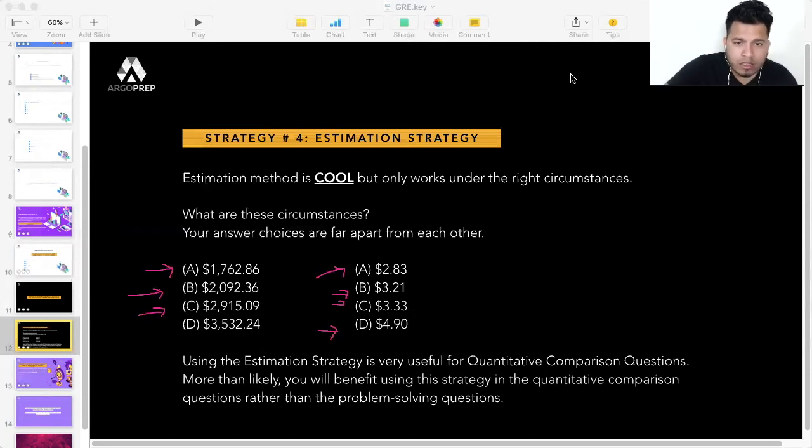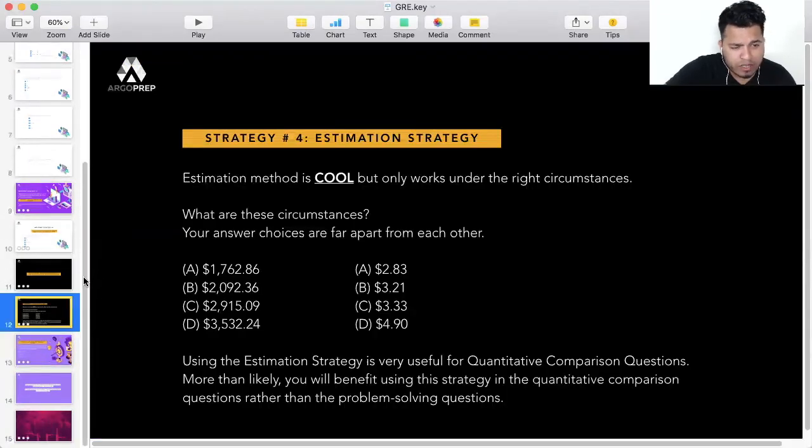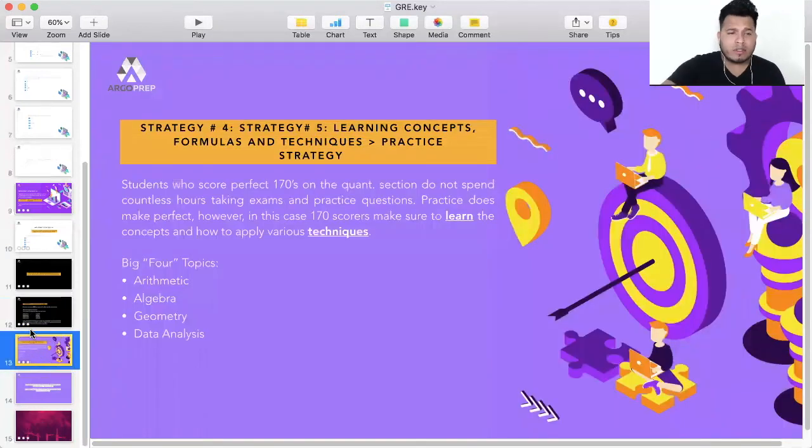So let's see, what else do we have over here? Okay, so we've covered the estimation strategy. There's a bunch of practice problems on our website where you can practice your estimation strategy, but also the video lecture that we cover. We go over a bunch of scenarios where we employ the estimation strategy. So let's go ahead and move on to the next slide. There's a typo here on the first word. It should just say strategy number 5.